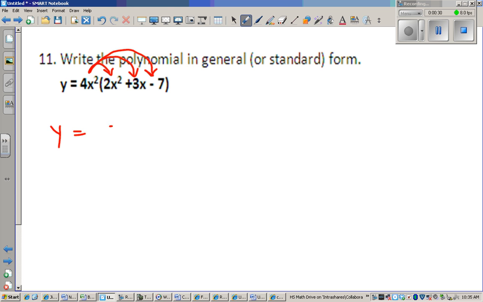Y equals 8x to the 4th plus 12x cubed minus 28x squared. So I just distributed everything. It's general form. I've got it in order of decreasing degree. Okay? And there's no more math that I can do.